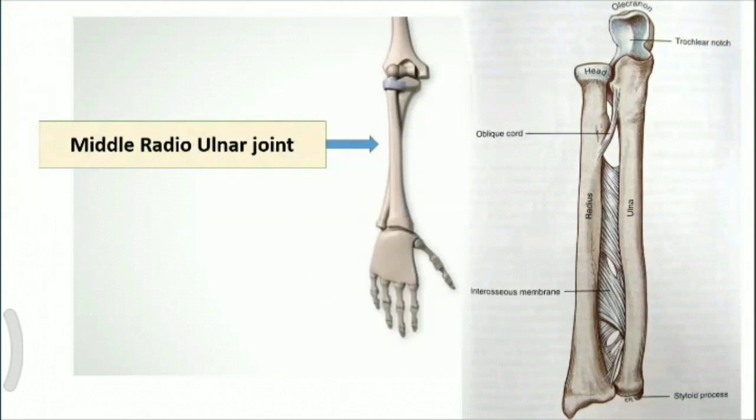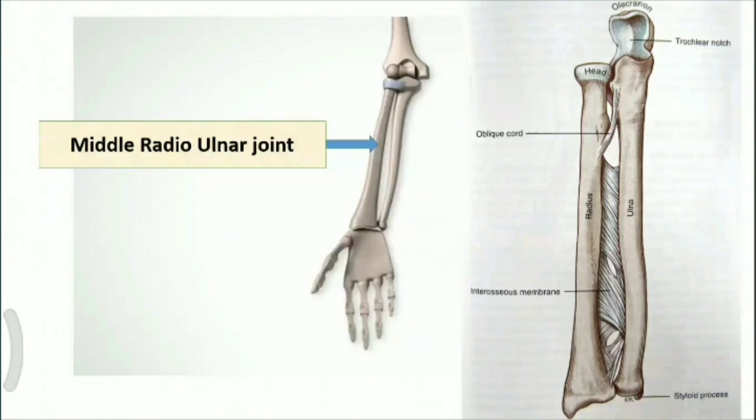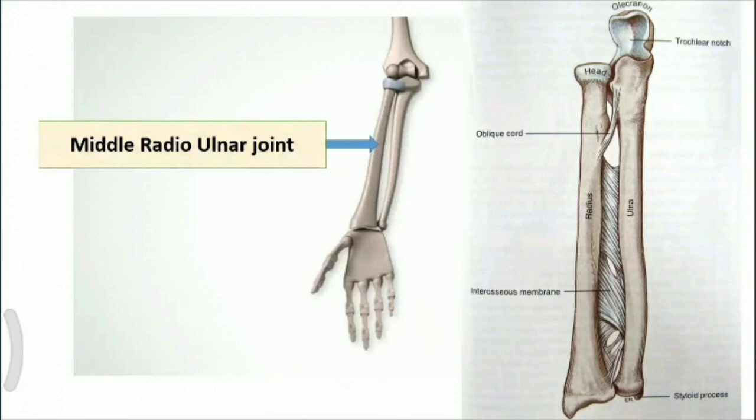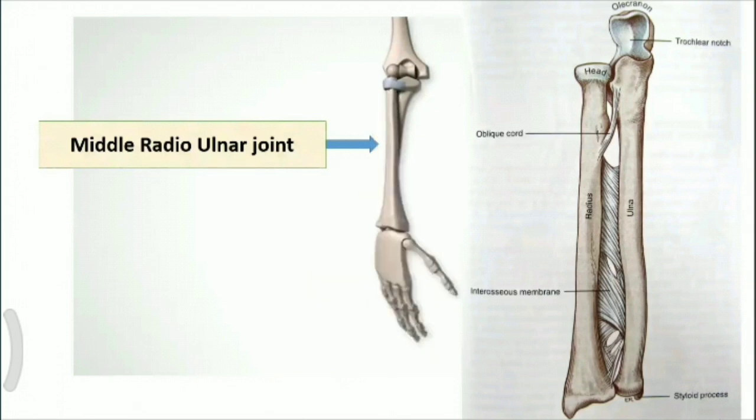Superior radioulnar joint, medial radioulnar joint, and inferior radioulnar joint combinedly produce a movement. What is the name of that movement? Pronation and supination. So this is syndesmosis.